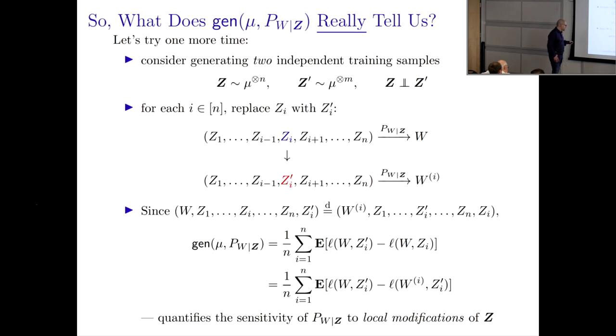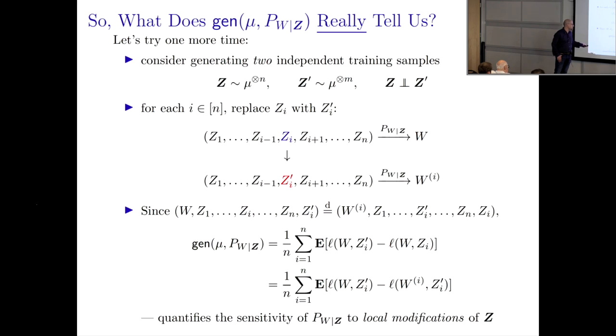So here's my W, generated based on Z1 through Zn, and here's this interloper, Zi prime. Well, the joint distribution of these quantities is equal to the joint distribution of these quantities, right? It's simply that when you do multidimensional integrals, you rename variables. This is just renaming Zi and Zi prime. And now, of course, I'd have to rename W into Wi because I want to keep this consistent. The distributions are exactly the same.